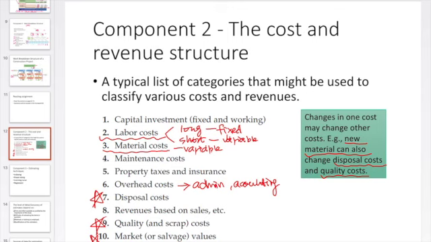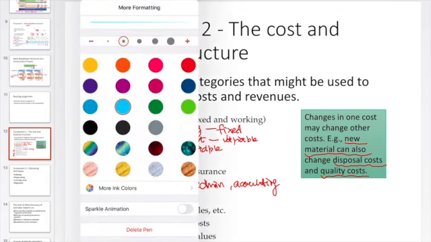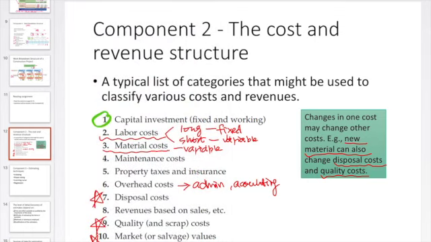So the first item is capital investment. So that's the total input of total investment of a project. Okay, let's say if the government wants to spend 2 million on building a sidewalk, that 2 million is the capital investment. And second, what is the labor costs?